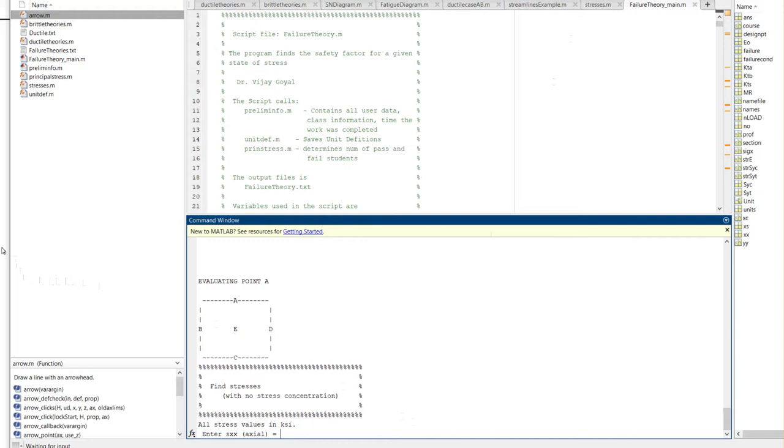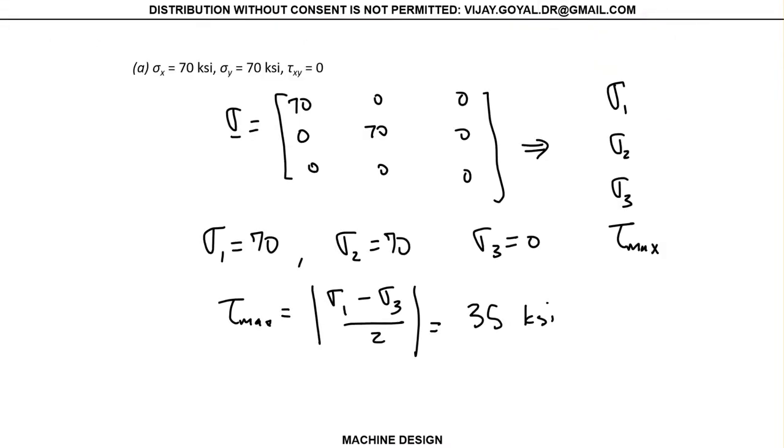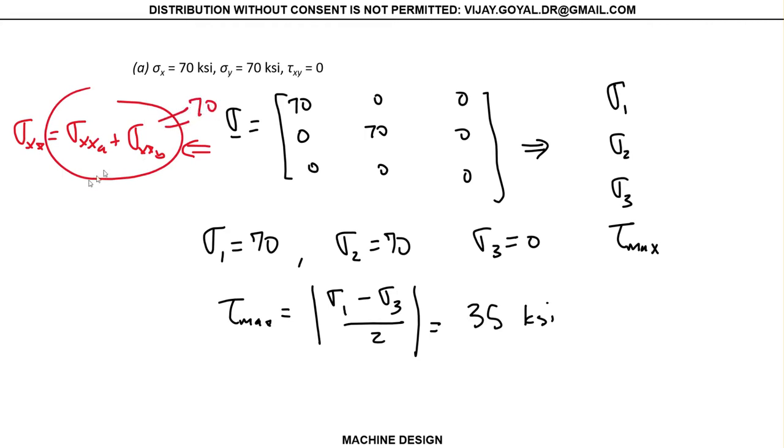Now, just pay attention to a couple of things here. In this particular problem, you should know that your sigma xx is equal to sigma xx axial plus sigma xx bending. All of this is equal to 70. So in the code, I need to put one or the other. I could say this is 70 plus 0, but I cannot put 70 and then put another 70, otherwise it will become 140. Just keep that in mind as you're doing these problems.